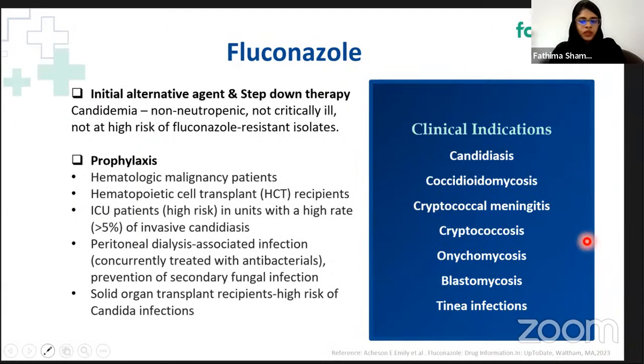Next, we have the indications. Fluconazole is chosen as an initial alternative agent and often as step-down therapy in fungal infections. It's given in candidemia for non-neutropenic, not critically ill patients who are not at risk of fluconazole-resistant isolates. It's also given as prophylaxis for hematological malignancy patients who are not at risk for fluconazole-resistant isolates, ICU patients, peritoneal dialysis-associated infections, and solid organ transplant recipients. Other clinical indications include cryptococcal meningitis, onychomycosis, blastomycosis, and tinea infections.